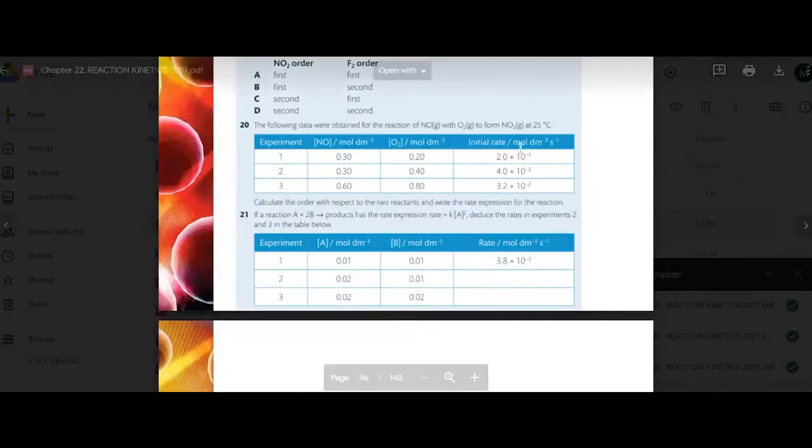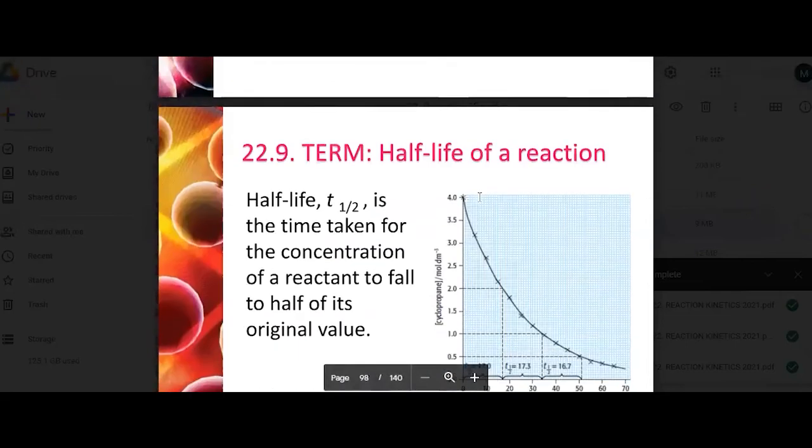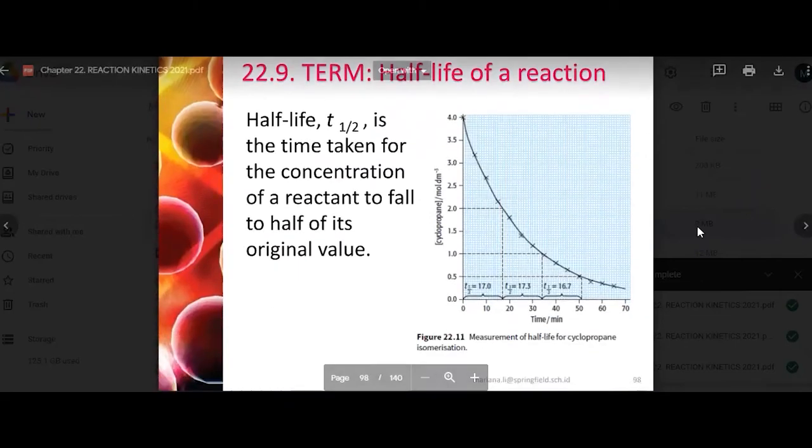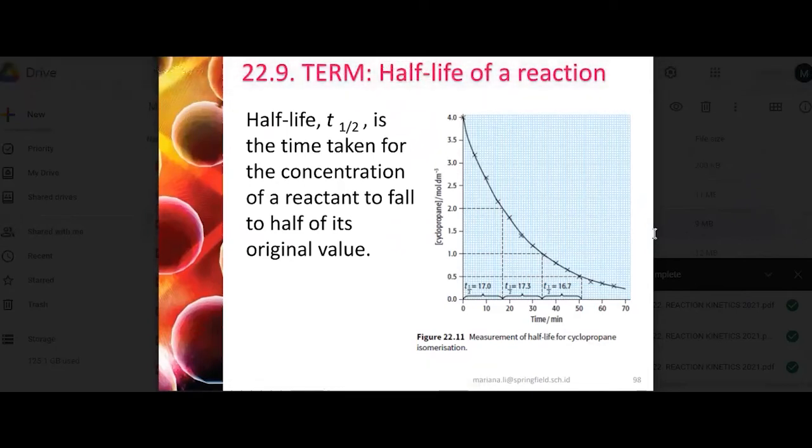Okay, the last subtopic in this video, we'd like to discuss half-life. Half-life is the time taken for the concentration of a reactant to fall to half of its original value. If you're aware, this is the graph of a first order reaction. Because we should already remember, if the concentration with time has this type of graph, it could be first or second order. But since this is not too steep, that means this is the first order.